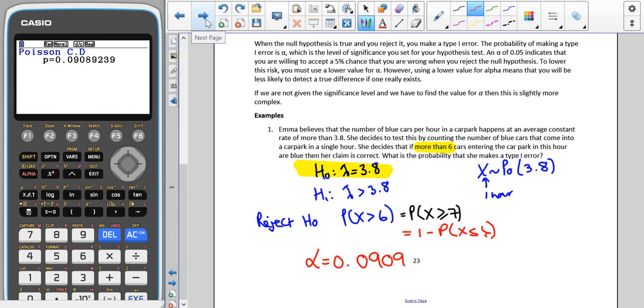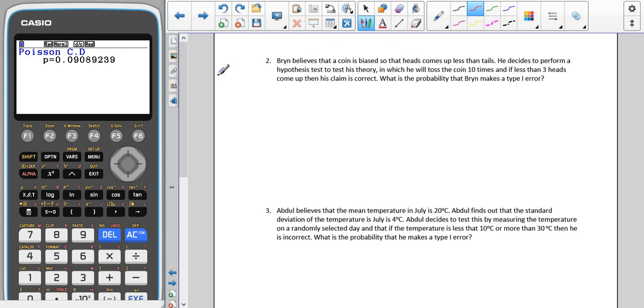Let's have a look at another example. So here we have Brim believes that a coin is biased, so that heads comes up less than tails. Now here we're talking about two outcomes, heads and tails. If it was a fair coin, then we're saying 50%. However, he thinks it's biased so that heads come up less than tails. So that sounds to me like a binomial. Let's just keep checking because we haven't fit all the criteria yet.